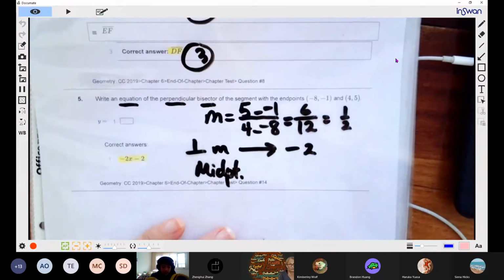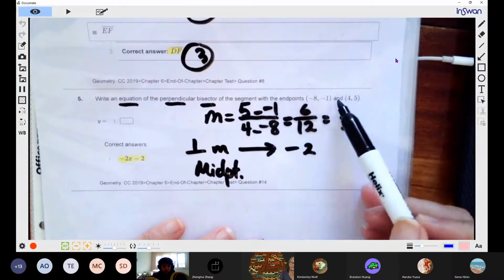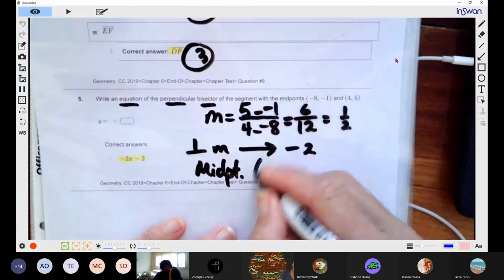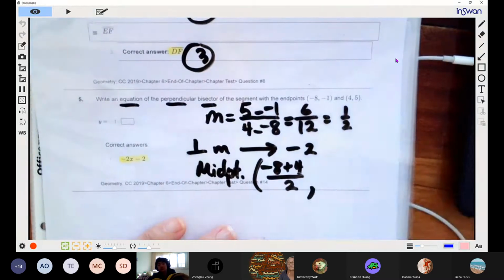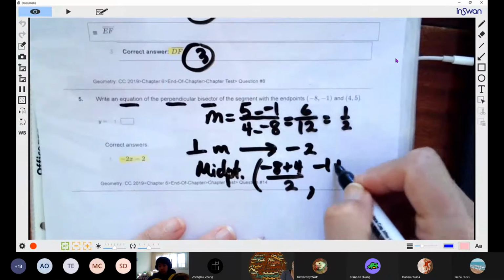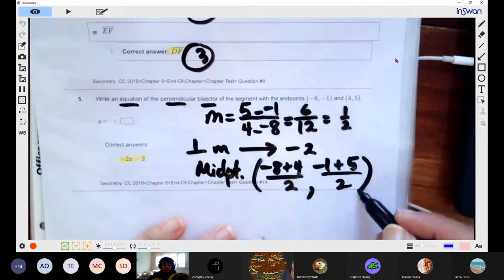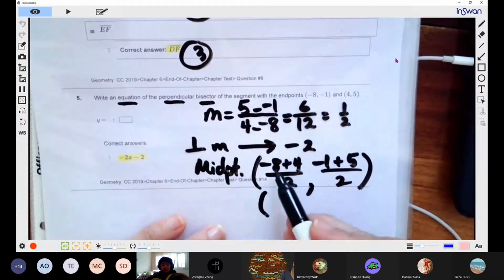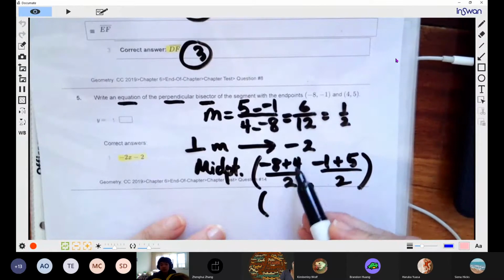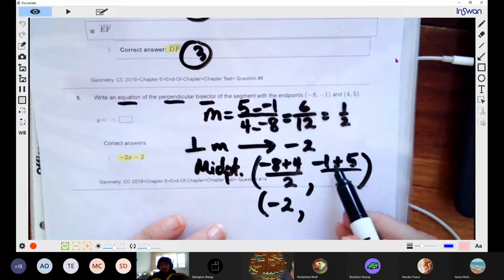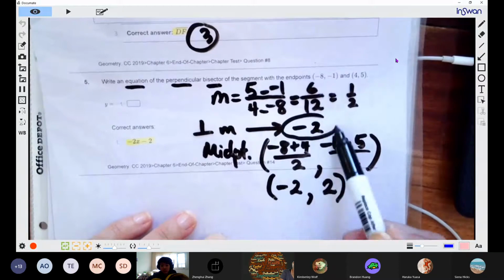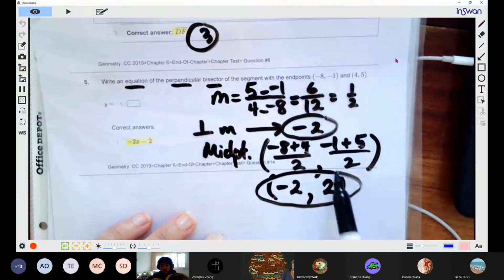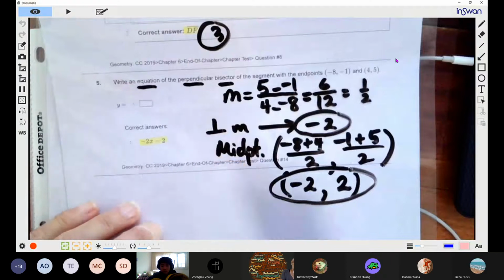So hopefully you remember, the midpoint is just the middle of these two x's and the middle of these two y's. So it's going to be -8 plus 4 over 2, that's my x's, and -1 plus 5 over 2, those are my y's. So let's see, -8 plus 4 is -4, divided by 2 is going to be -2. This one will be +4, divided by 2 is +2.